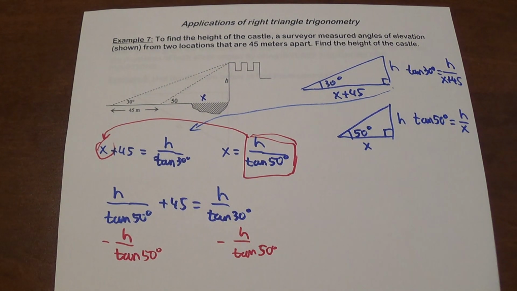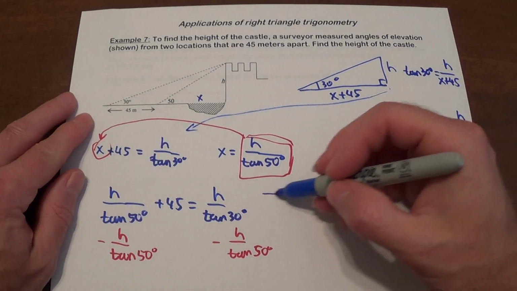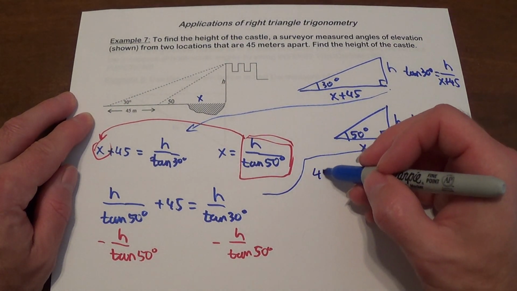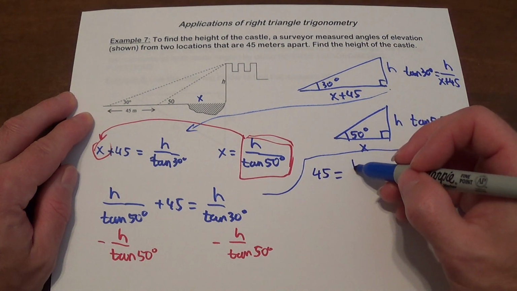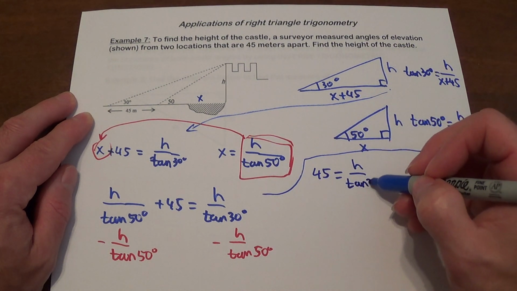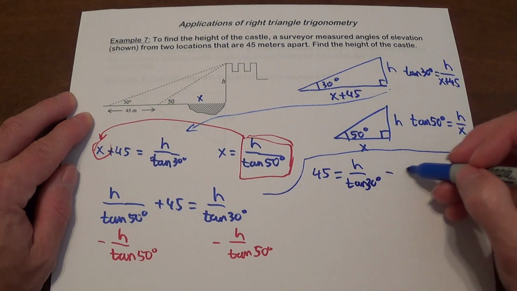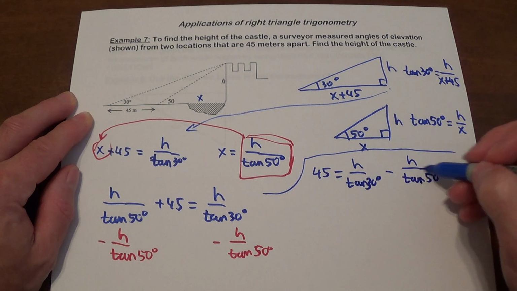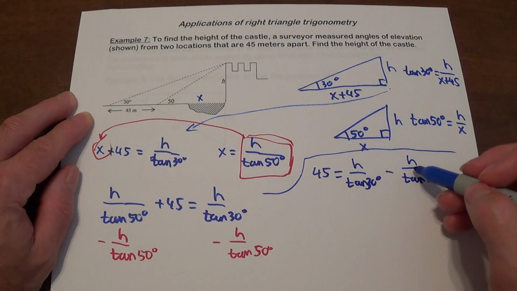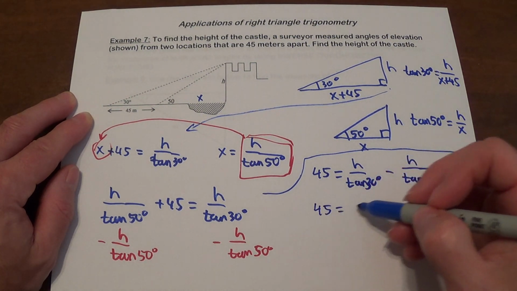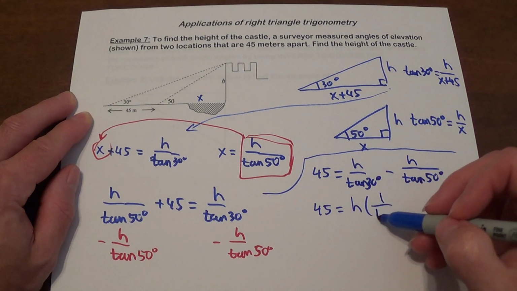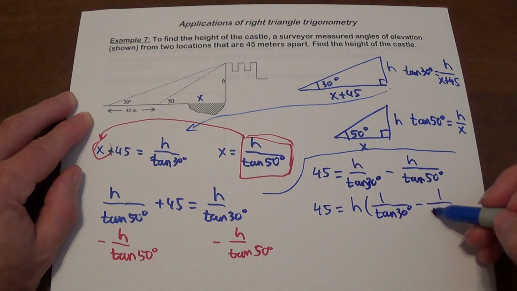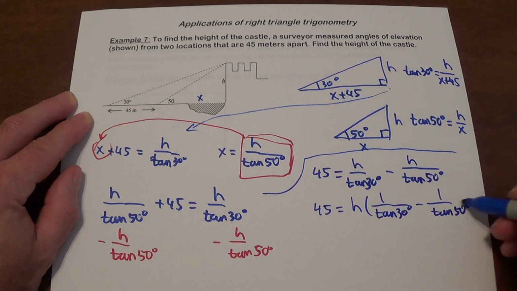Okay. So I'm going to continue here. I hope I'm going to have enough room. What I have now is that 45 on this side equals h over tangent 30 degrees minus h over tangent 50 degrees. What I can do is factor out h, which will leave me with 1 over tangent 30 degrees minus 1 over tangent 50 degrees.